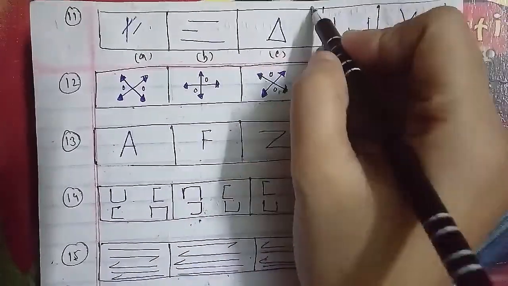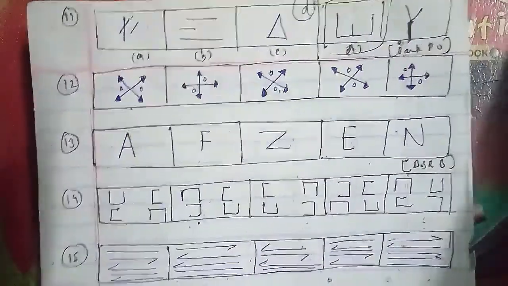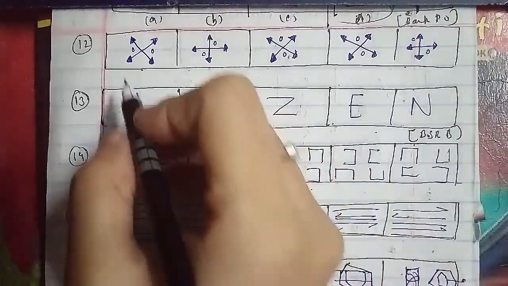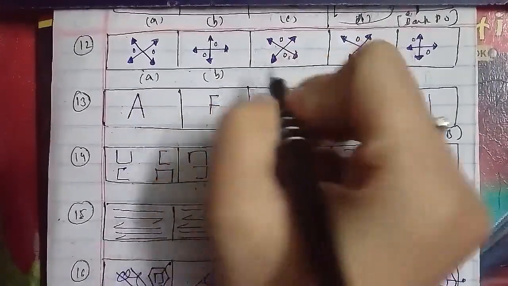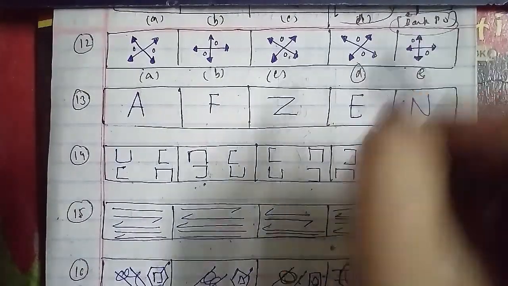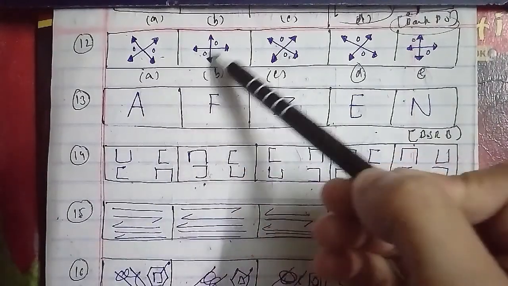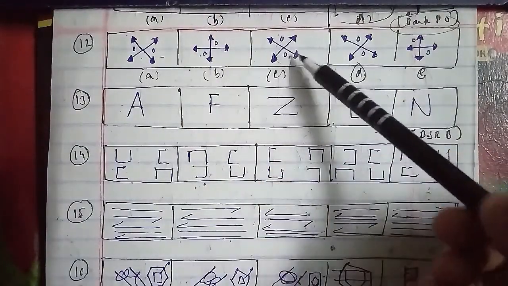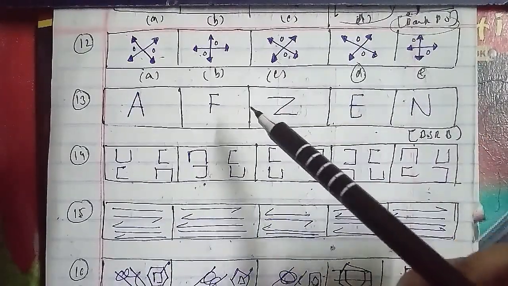I will go ahead with the 13th question of the session here. As you can see, A, F, Z, E, and N. Count the number of straight lines: 1, 2, 3 here, and so on, and here 1, 2, 3, 4. Analyze it to see which figure will be the right answer for the odd man out. This is figure A, B, C, D, and E. Only this letter has 4 lines, and the rest all have 3 lines. So figure D will be the right answer for this question, the odd man out.